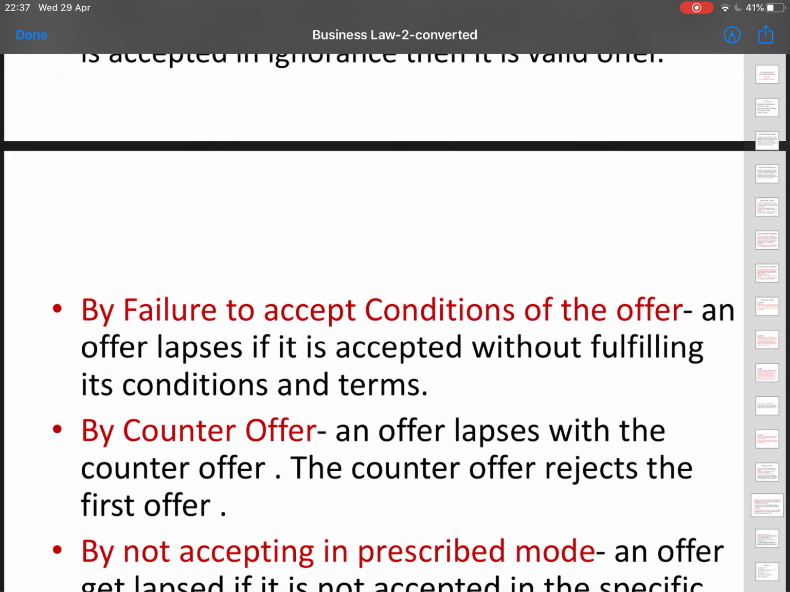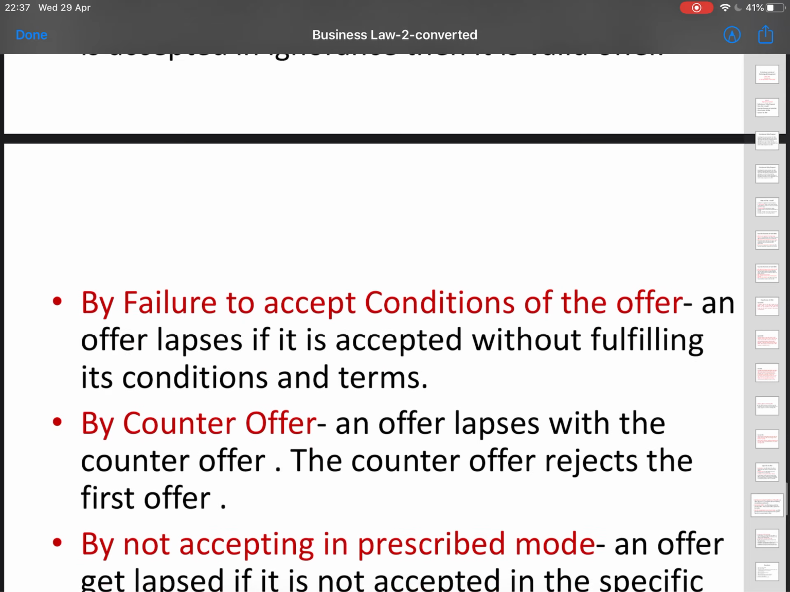The next point is by failure to accept conditions of the offer. An offer gets lapsed if it is accepted without fulfilling the conditions of the offer. For example, X offered to sell his car to Y for 1 lakh subject to the condition that Y should pay an advance of rupees 20,000 before a certain date. If Y fails to do that, then the offer automatically gets rejected.